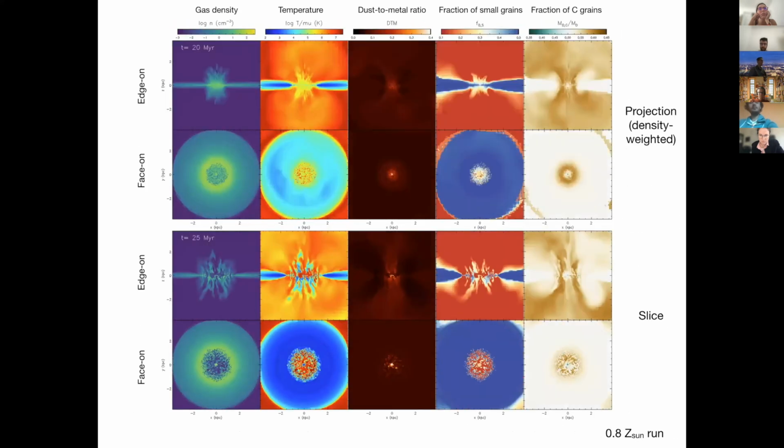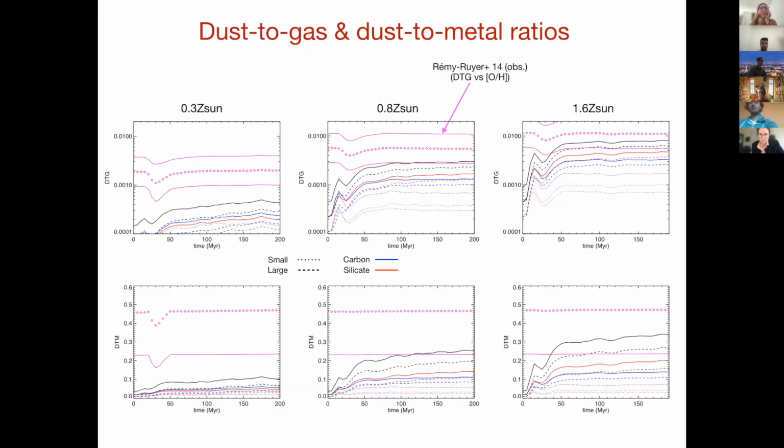Yeah, but you see the trend is not the same, right? It's not the same as in the observation. At super-solar metallicities, we are okay with observation. At solar, it's barely there, and at subsolar, it fails. Yeah, exactly. So the DTG versus Z is not the same as in observation. Okay. So I don't know why yet.